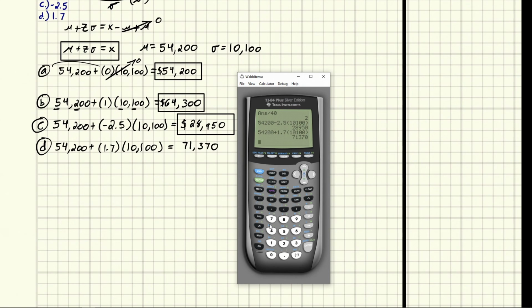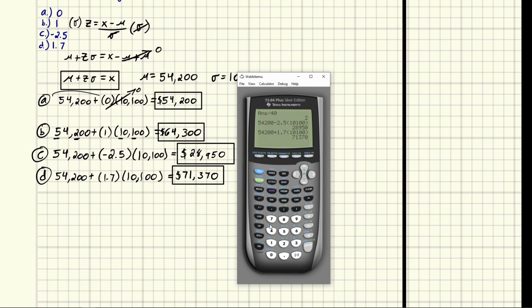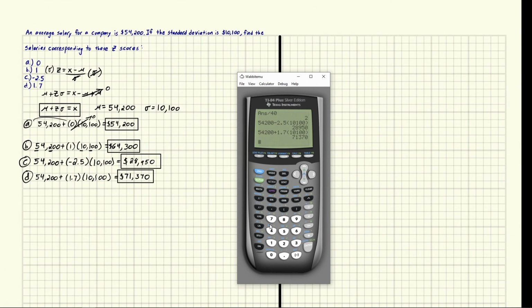71,370. This is also, I thought for this, a pretty big standard deviation. Like that's a big difference in pay. $10,000, like wow. So people are being paid extremely different amounts at this company. I think that's a pretty big spread. So there you go. That is how you do something like this.